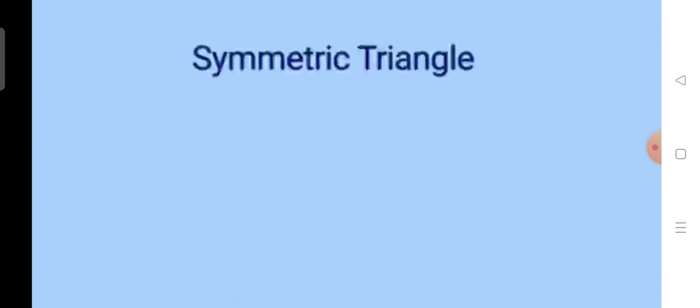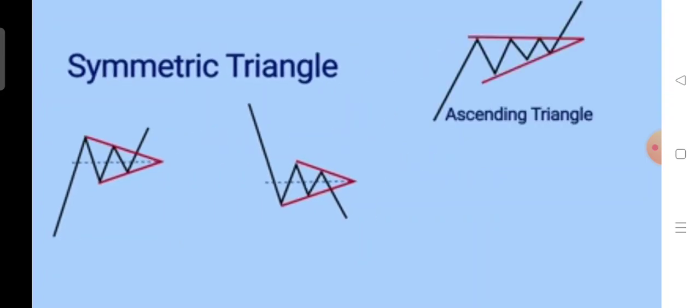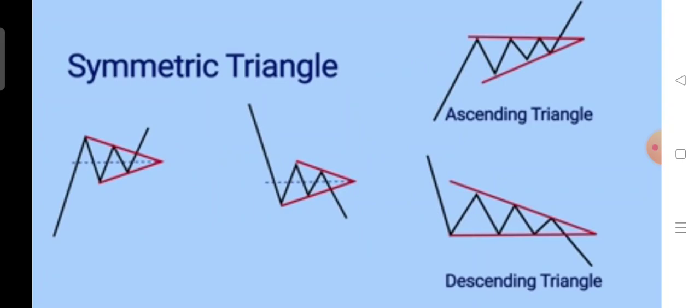The first one is the symmetrical triangle, where the upper boundary and the lower boundary are almost inclined similarly but at opposite angles around the horizontal line, and the others are the ascending and descending triangles. In this video, we will solely discuss the symmetrical triangle. In the next videos, we will go into the ascending and the descending triangles.